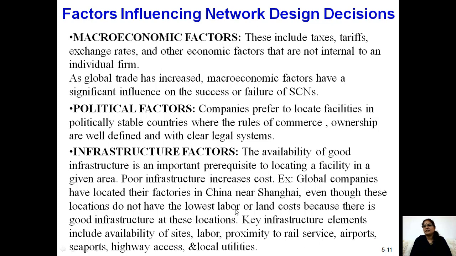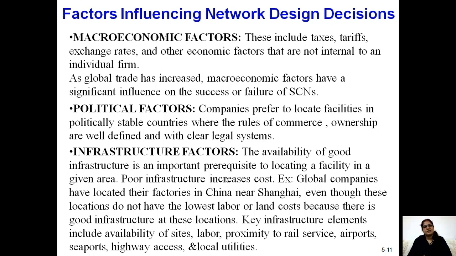Next is political factors. Companies always prefer to locate facilities in politically stable countries where the rules of commerce, ownership are well defined and with clear legal systems. Because political uncertainties, if they exist, make things unpredictable for the firms to develop the policies.